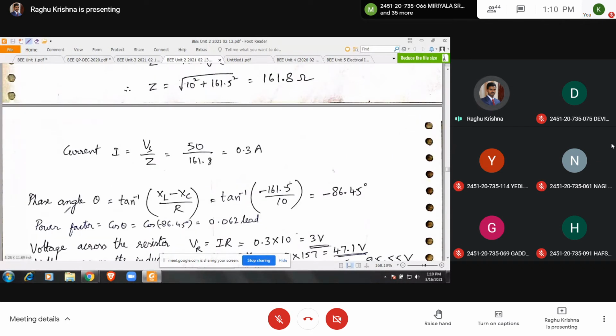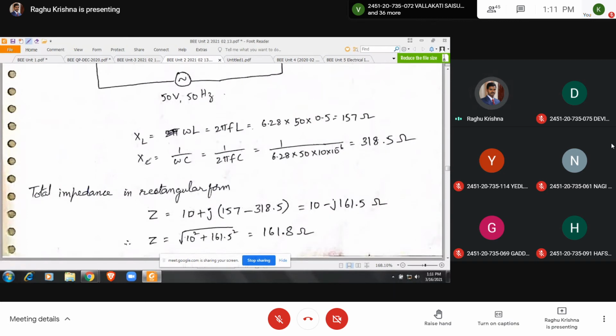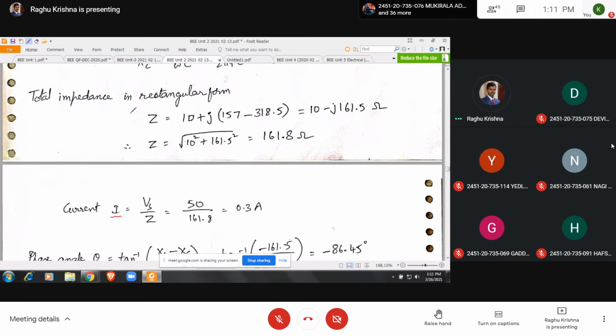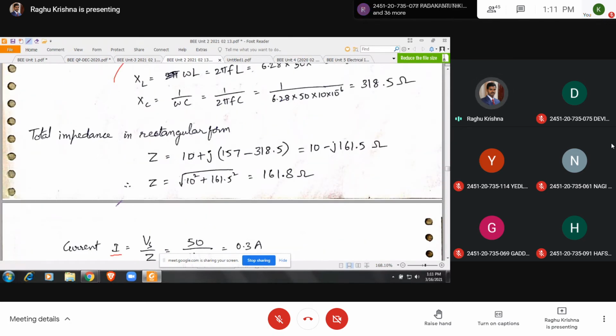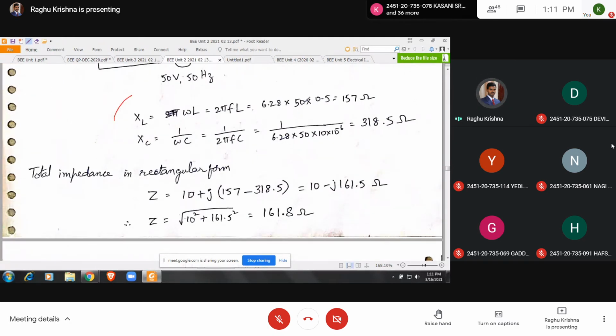Next, how to find the phase angle? First you find the current, next we find the phase angle. Phase angle theta equals tan inverse of (XL minus XC) by R. You will get the value. And again take 50 Hz, and calculate XL and XC again. So first do this from here to here, the phase angle by taking f equal to 25. Next take f equal to 50 and do this one. Is it clear?